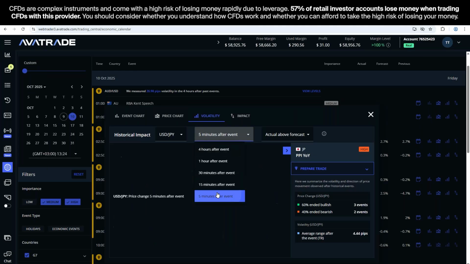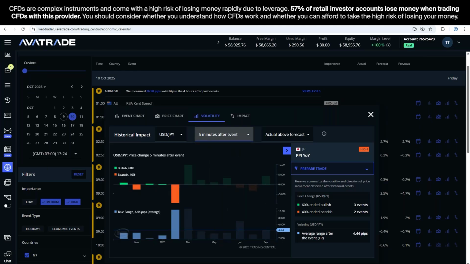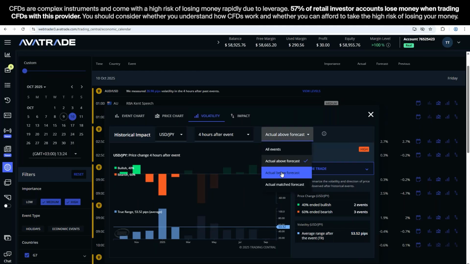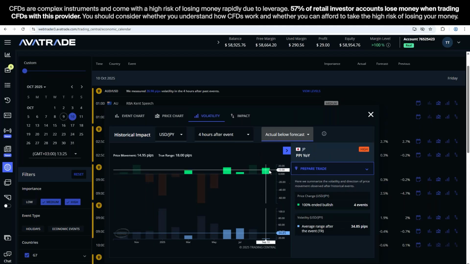You can look at how it moved in the first 5 minutes. A lot less. Average range movement, 4 pips. And after 4 hours, average range movement, 53 pips. And then what if it comes in below forecast? What happened in the past? 100% of the time, the opposite. That's a little better statistics.